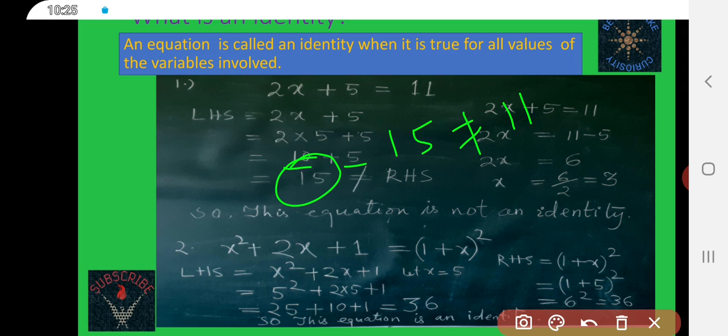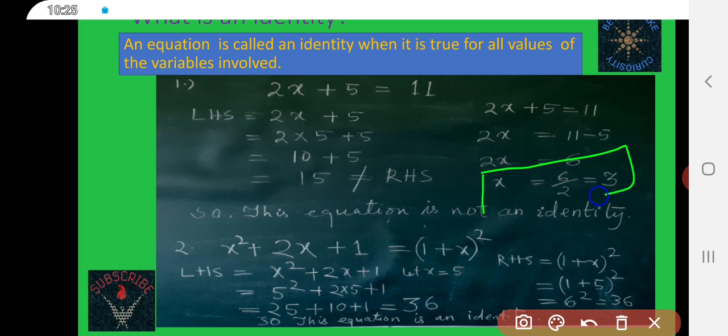So for all values of x, this equation is not satisfied. That's why this equation is not an identity. Only for x equal to 3 is this equation satisfied, that means LHS is equal to RHS. But except for 3, if you put any other value of x, this equation is not satisfied. That's why this equation is not an identity.